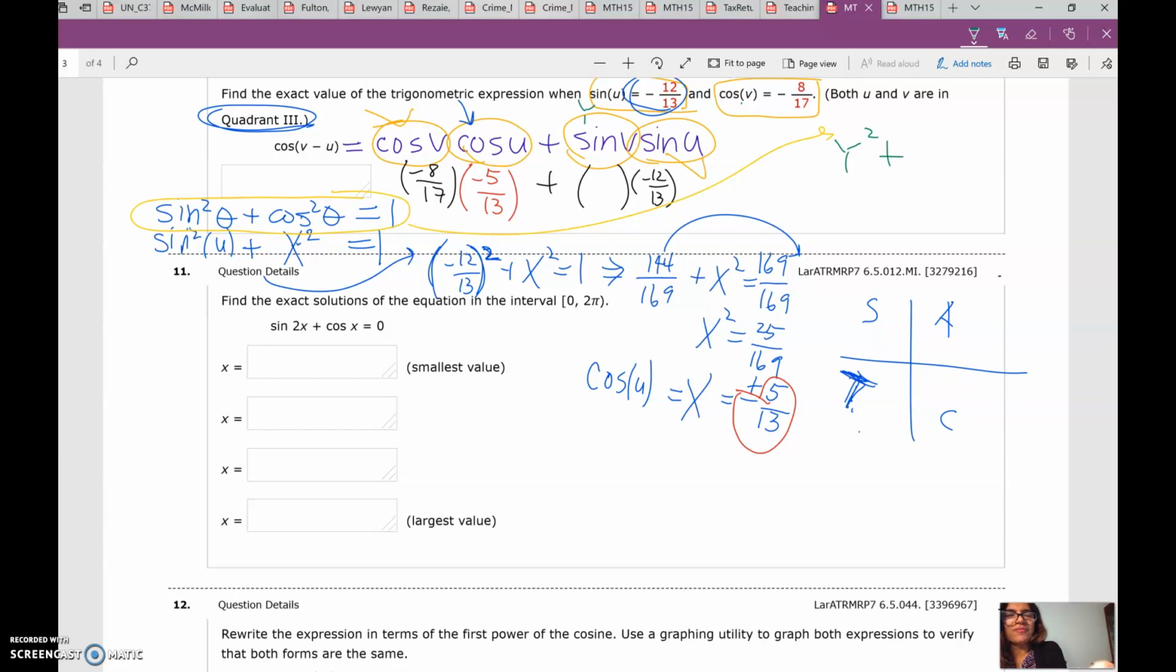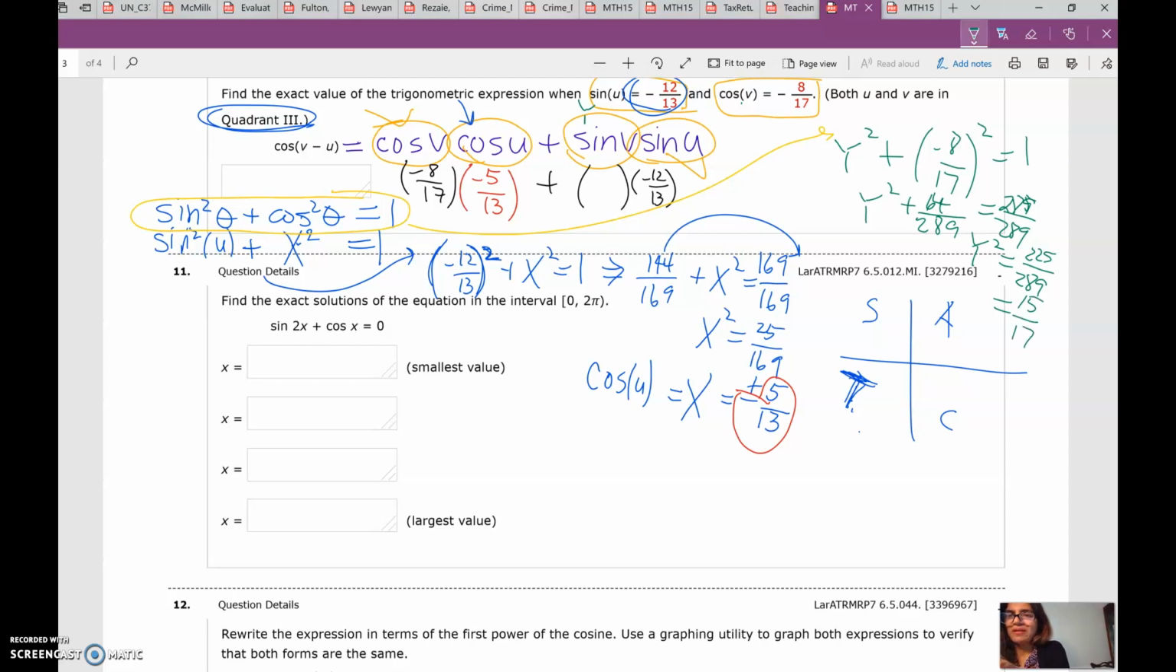Cosine squared of v, we already know that. That was given as negative 8 over 17, and this is equal to 1. So here again, let me see what 17 squared equals. Here again, this is an algebraic equation. It's something you've been doing for a long, long time. Make this 289 over 289. And we get y squared equals 225 over 289. So this is going to be 15 over 17.